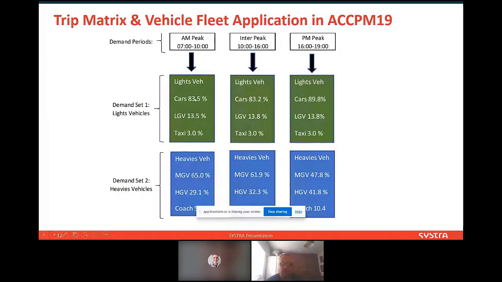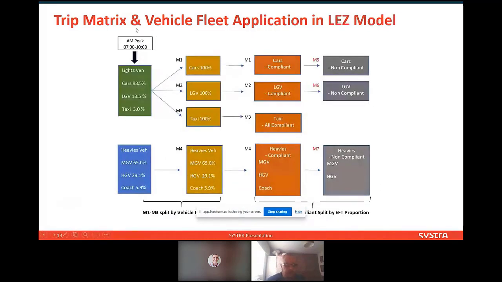Within those, for example, we've got the cars, LGVs and taxis split based on the traffic surveys that were undertaken. So we've got a split of vehicles within these matrix levels. And again, within the heavies, there's a vehicle split. In order to model a low emission zone, if I take the AM peak slice that we had before, what we had to do was split our lights into the different vehicle types. Effectively 83% of that matrix was cars. Then we had an LGV matrix and a taxi matrix, so we created a matrix for each vehicle type.